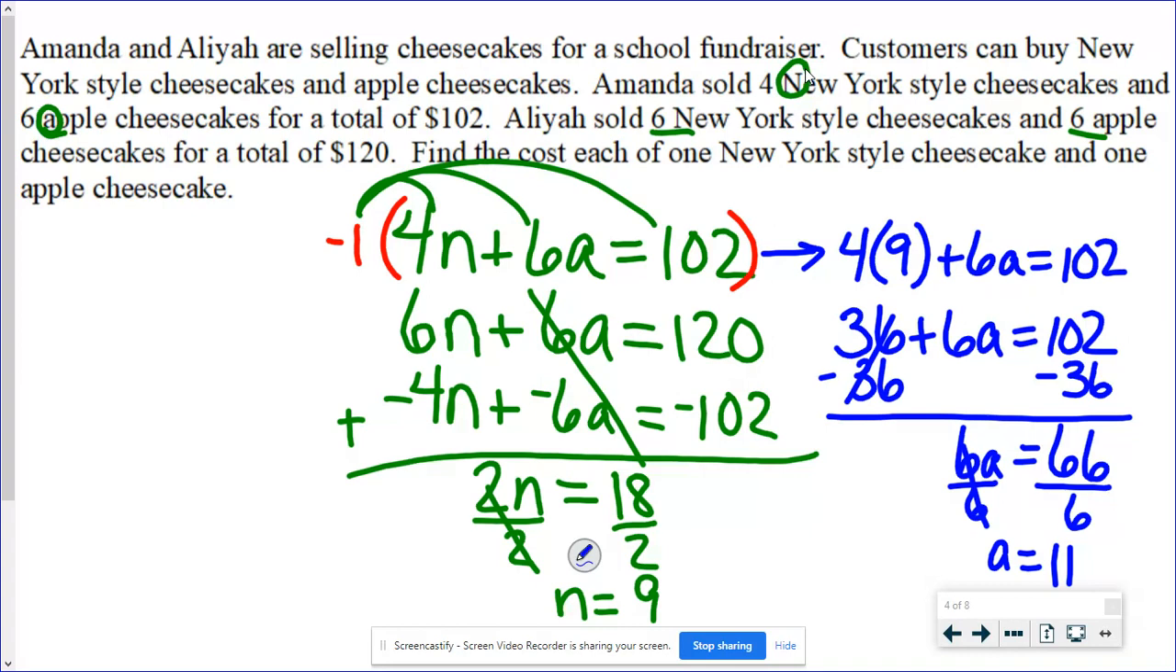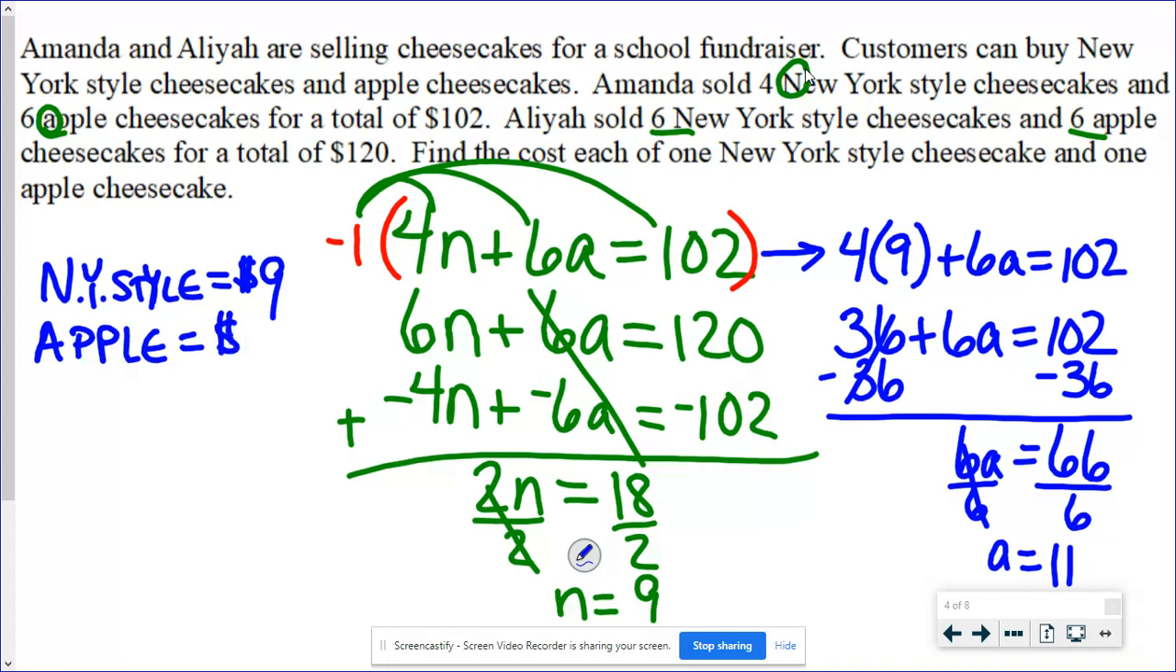So when we're answering this question, find the cost of each kind of cheesecake, I would say that the New York style, if I can write, is $9. Don't forget about the dollar sign, and don't forget the dollar signs go in front. And apple cheesecake is going to be $11.